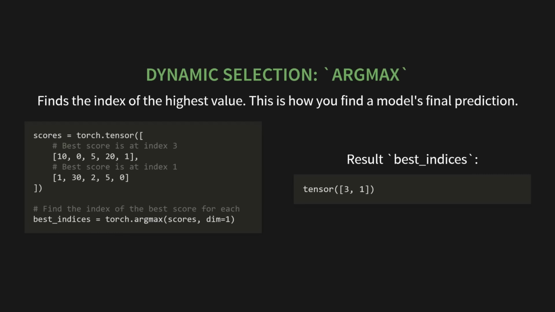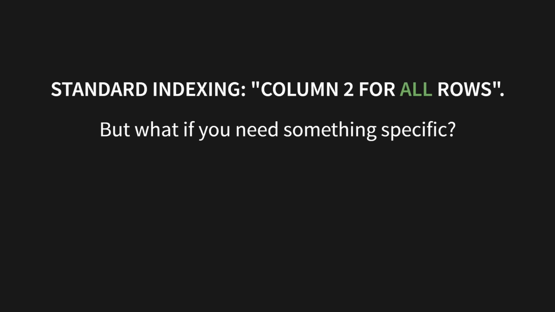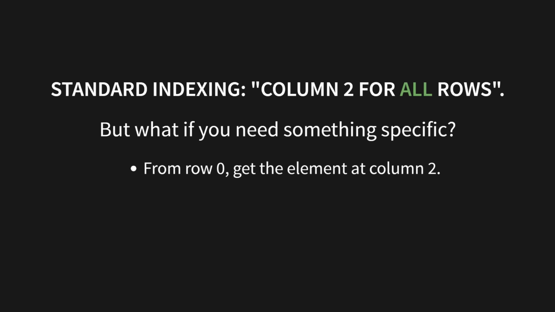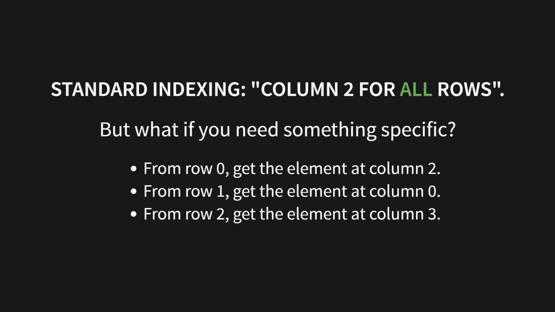Perfect. Now for the expert level tool, torch.gather. Standard indexing is great. Get column 2 for all rows. But what if you need something more specific? What if you need from row 0, the element at column 2, and from row 1, the element at column 0, and from row 2, the element at column 3. A totally custom selection for each row.